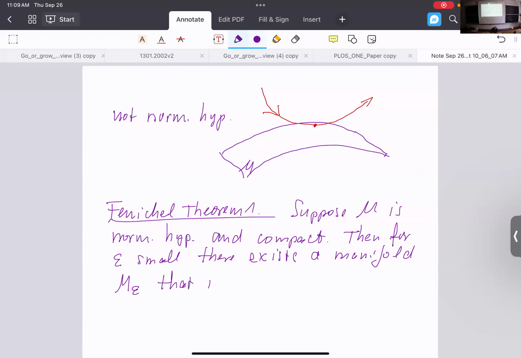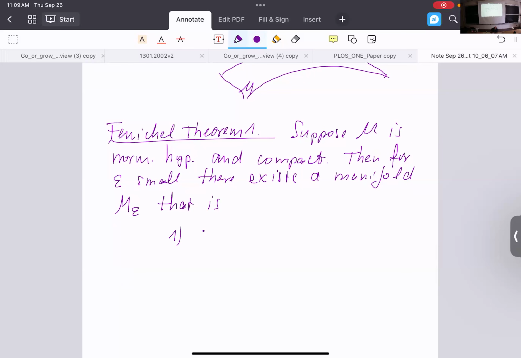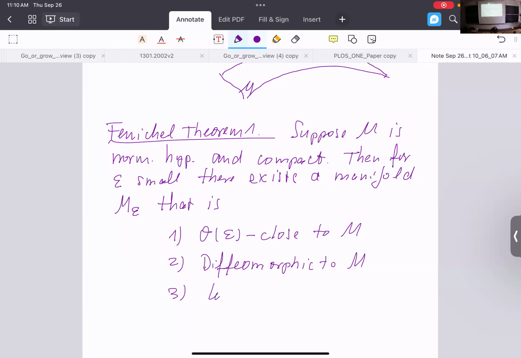And then it has 3 properties. First, it is O(epsilon) close to M. This means if epsilon goes to 0, this manifold M epsilon goes to M. It is also diffeomorphic to M, which means there's a differentiable map, whose inverse is also differentiable, which maps M epsilon to M. And then it is locally invariant for the nonlinear ODE, for the full system.